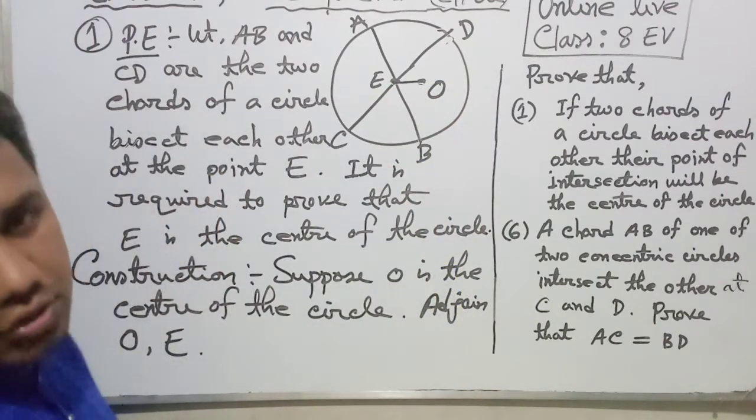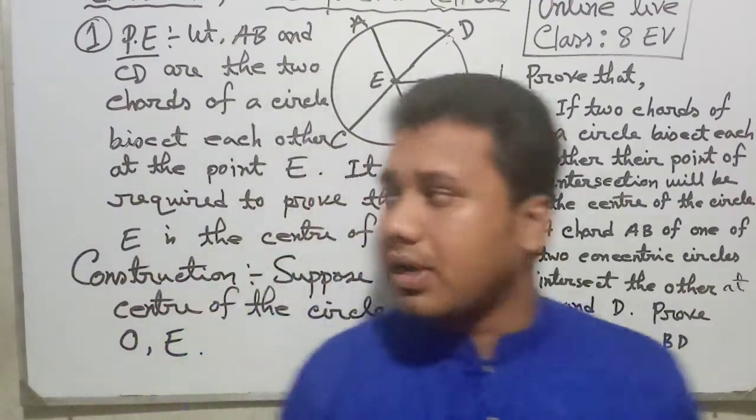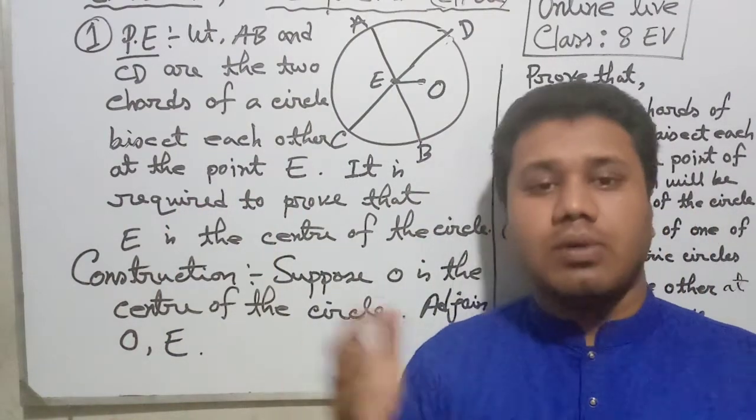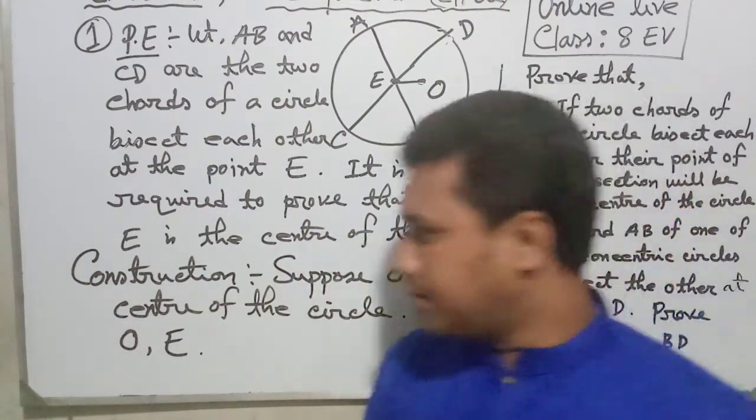So this is our construction part. So this is the particular enunciation part and also the construction part. Now we will go to our proof.